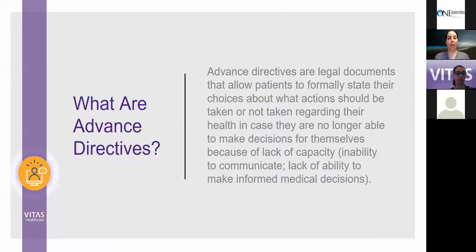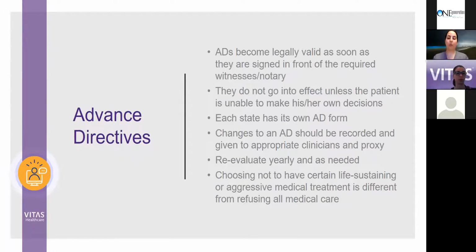Now we've seen 3 very famous examples of patients who did not have advance directives. So we're going to talk about what advance directives are and how we can prevent cases like the ones that we described. Advance directives are legal documents that allow patients to formally state their choices about what actions should be taken or not taken regarding their health in case they are no longer able to make decisions for themselves because of lack of capacity, inability to communicate, or lack of ability to make informed medical decisions.